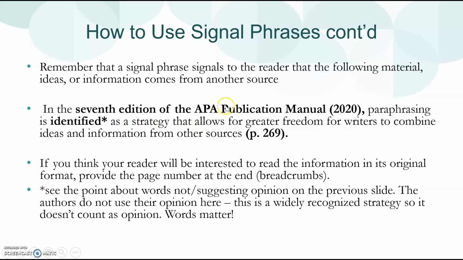The 7th edition APA Publication Manual is the title. 2020 is the year of publication. And here, page 269, is for the reader, if they want to go to that particular part of the text and look at what it is or where it is that you found your information, they can do so.